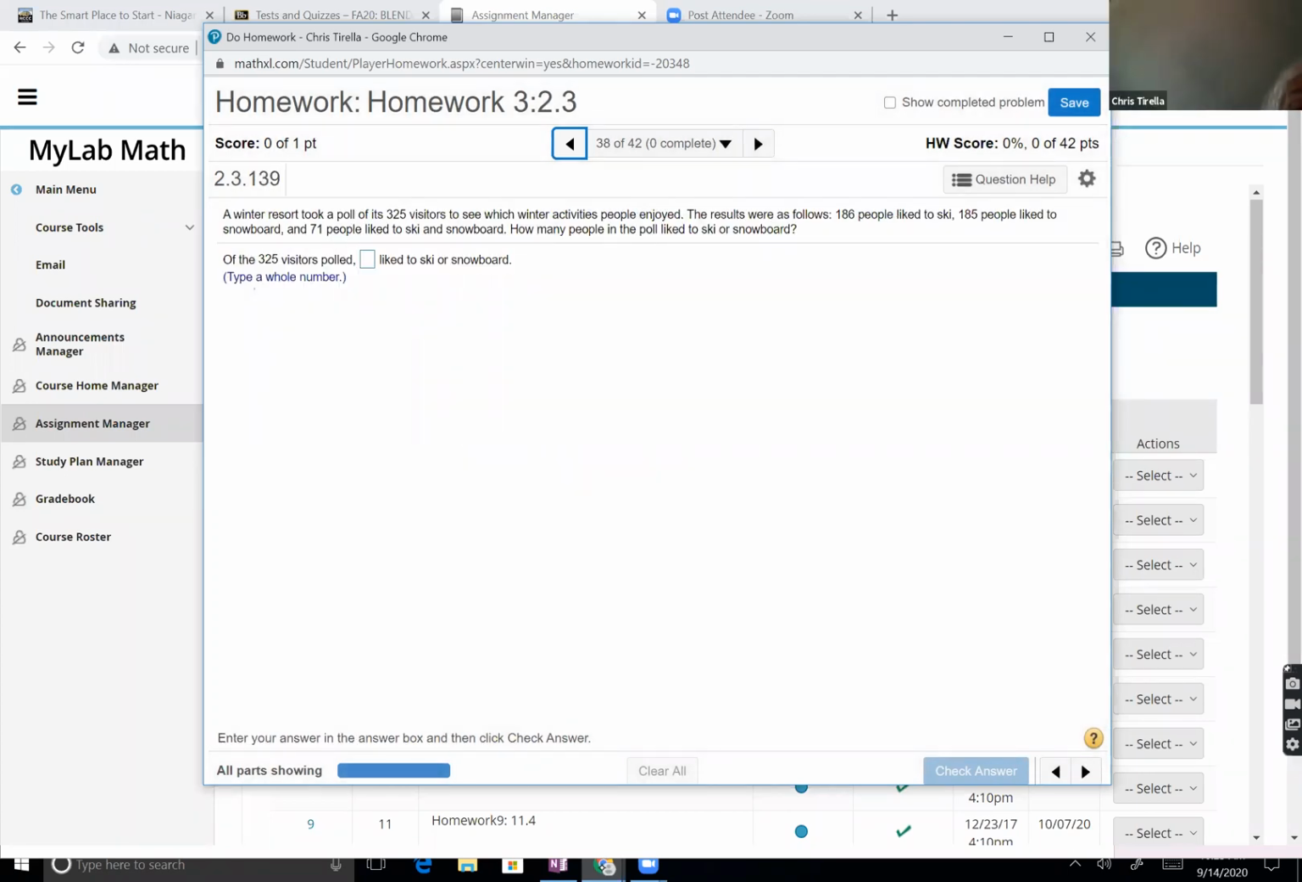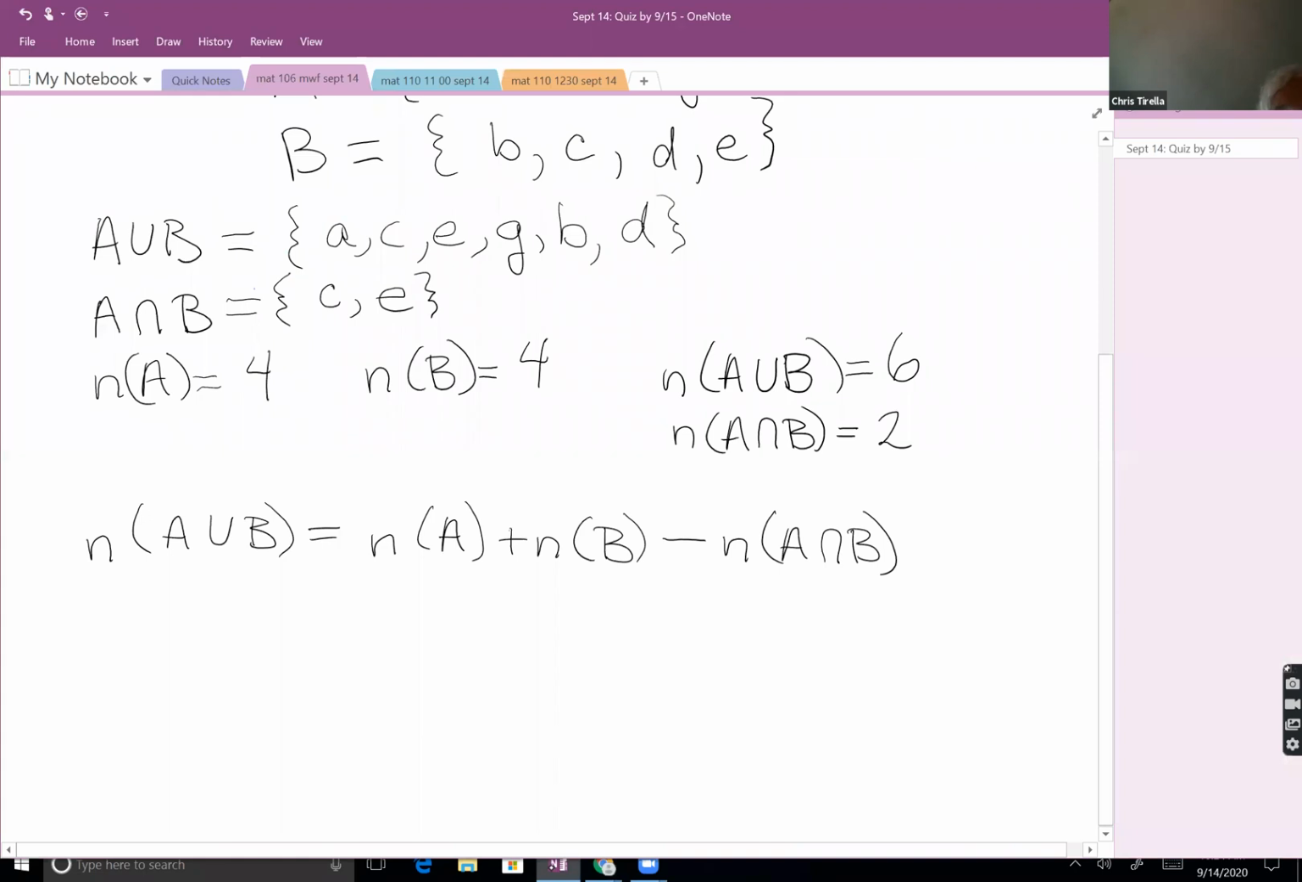So if I look at this question from the homework, number 38, it says a winter resort took a poll of its 325 people to see which winter activities people enjoyed. The results were as follows. 186 people liked to ski, 185 people liked to snowboard, and 71 people liked to ski and snowboard. How many people in the poll liked to ski or snowboard? I'm going to go back to the notes for just a minute.